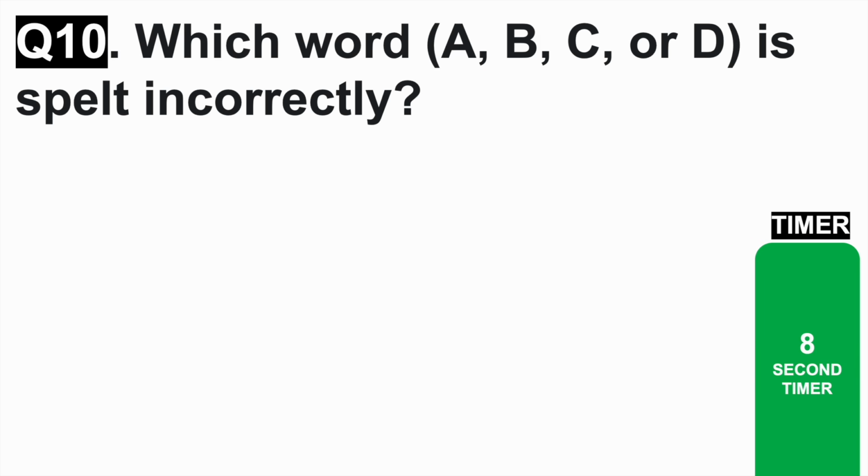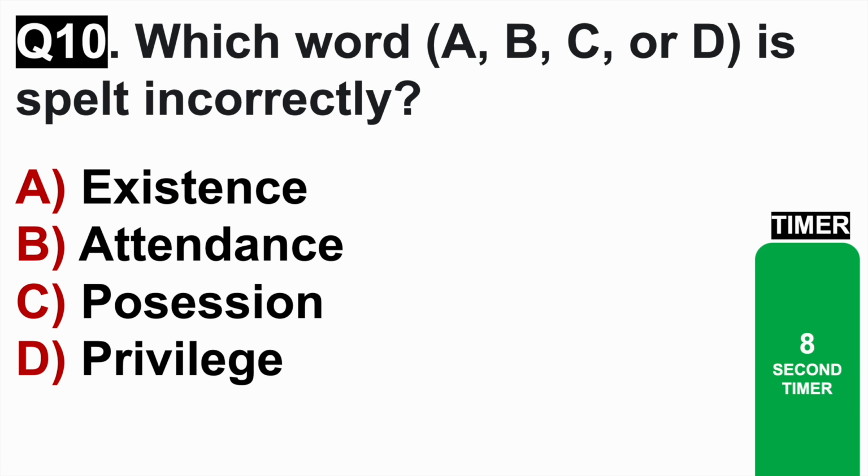English language test question 10. Which word A, B, C or D is spelt incorrectly? A, existence, B, attendance, C, possession or D, privilege. Here is your 8-second timer.